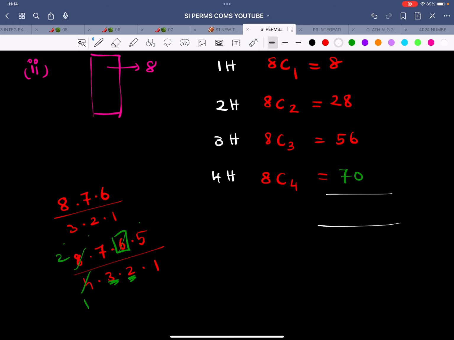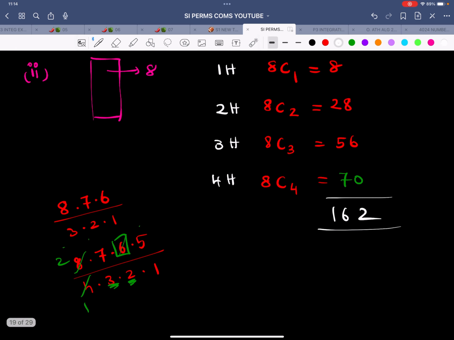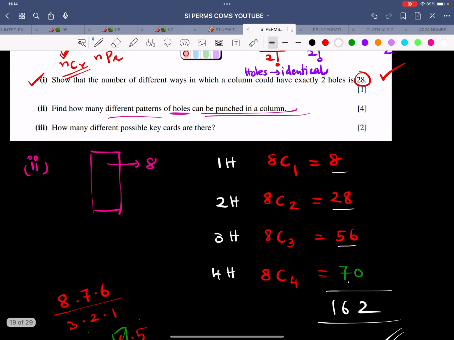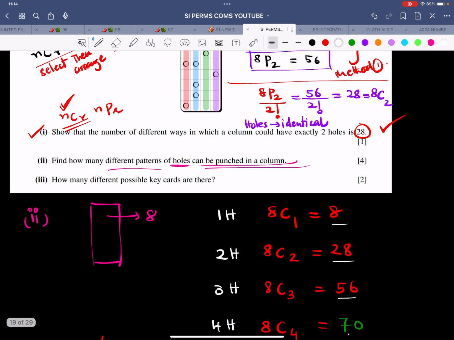And if I add it all up, I think I remember the answer. It should be 162. I hope that you double check it. So 70, keep it on the side. 56 plus 28 plus 8. So 56 plus 8, that is 64. 64 plus 20, that is 84. 84 plus 8, that is 92, and 92 plus 70, yes, the answer is correct, that is 162. So I have showcased some of my basic addition skills to you also. So that's how the second part is done.